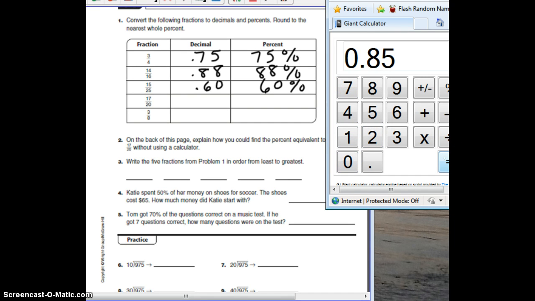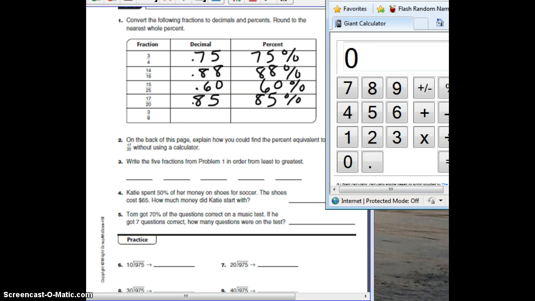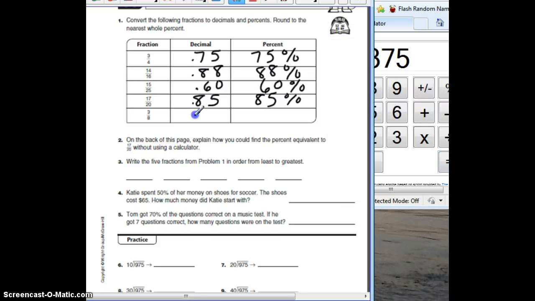And we've got 85 hundredths, which is the same as 85%. And our last one, in this top section here, we've got 3 divided by 8. And again, we're going to have to round it. So looking at that hundredths place, there's a 7. And then in the thousandths place, it's 5. So we need to round it up. So it becomes 0.38 or 38 hundredths. And as a percent, that will be 38%.